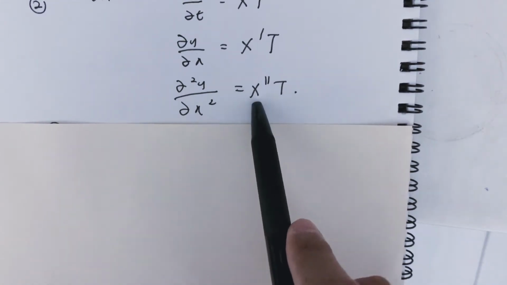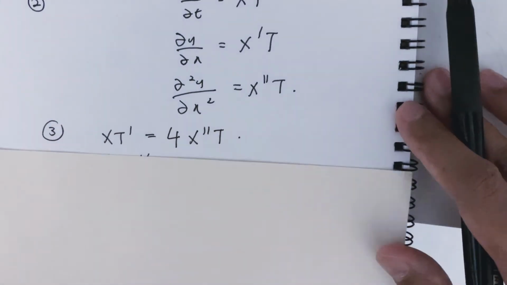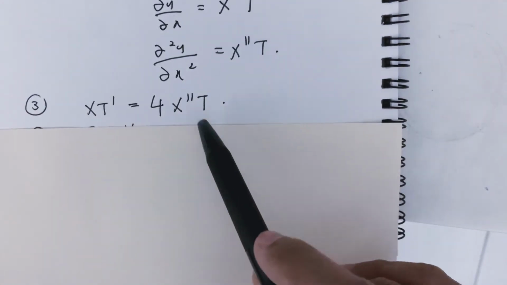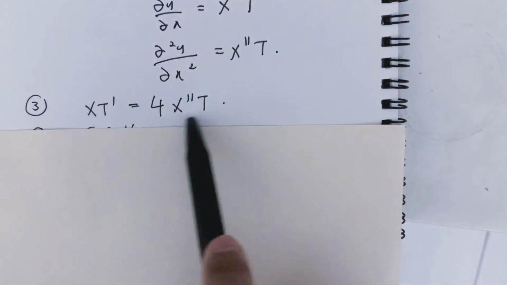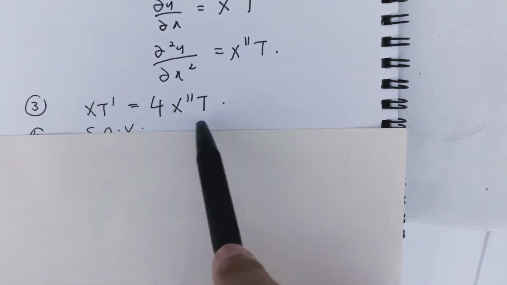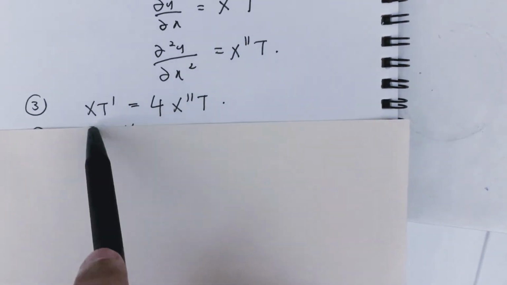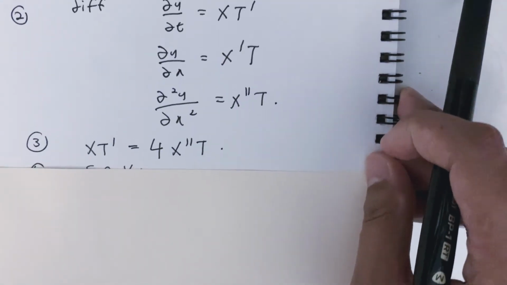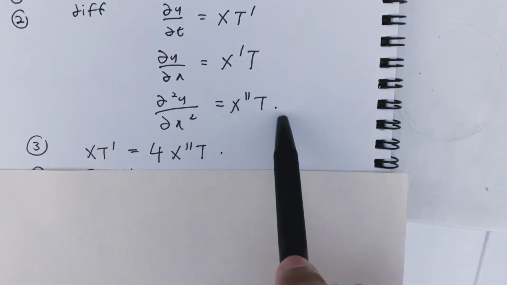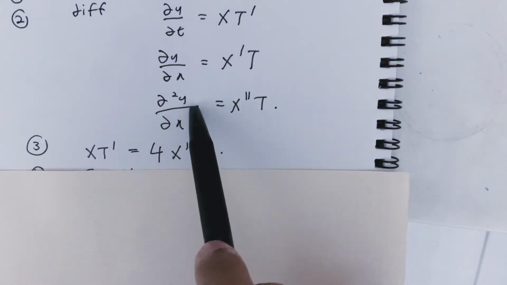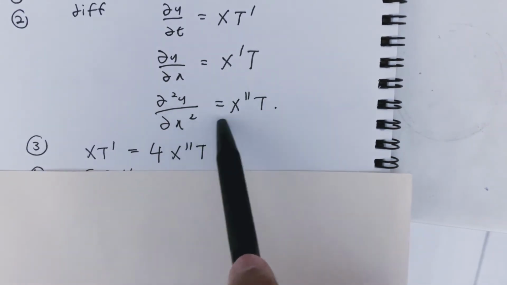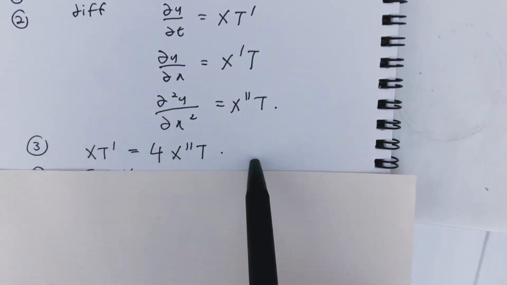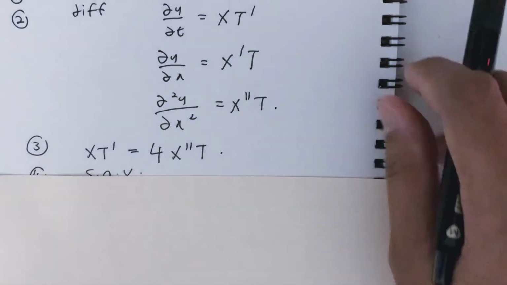Then we're going to replace it in the equation given. So X T prime, du/dt, equals 4 X double prime T. This is the equation after we replace it with our assumption.